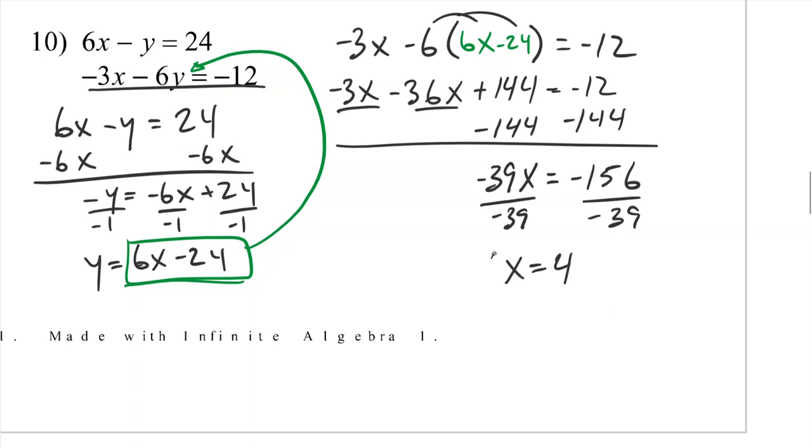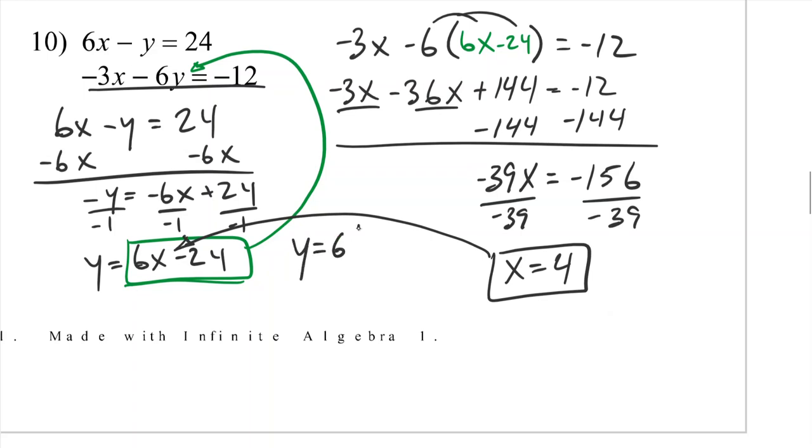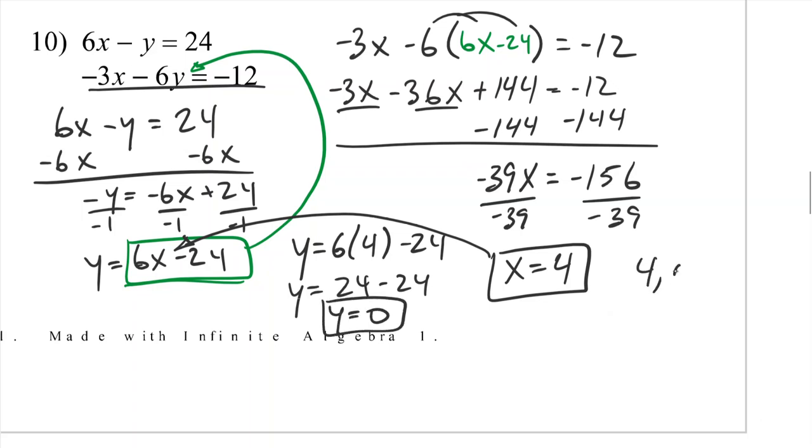And then we're going to take this value of x and substitute it in for x over here. So y equals 6 times x minus 24, and we're substituting in our 4. So 6 times 4 is 24, minus 24, so y equals 0. So that's the point (4, 0) where they intersect each other.